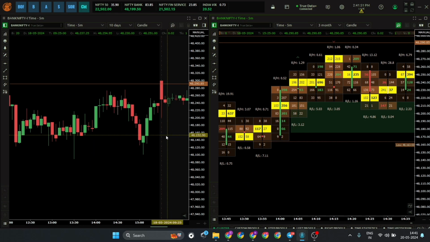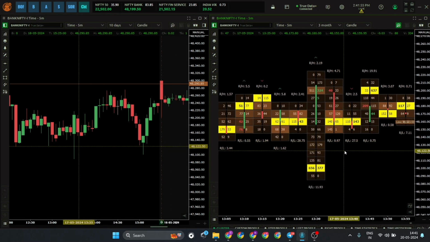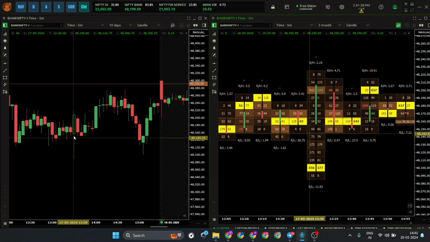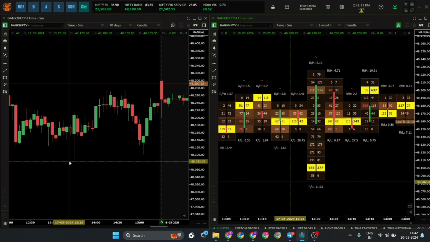So let's take an example. Let's take some other candle, for example, this particular candle. In this particular candle, even by watching the Japanese candlestick, you can say buyers are strong, right? Because we got a rejection at the bottom.